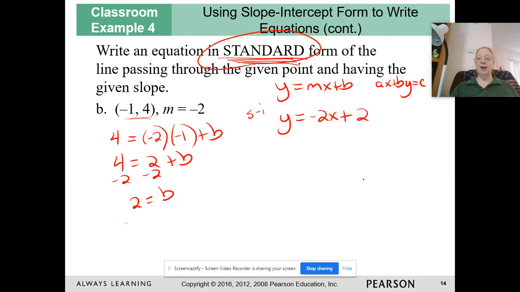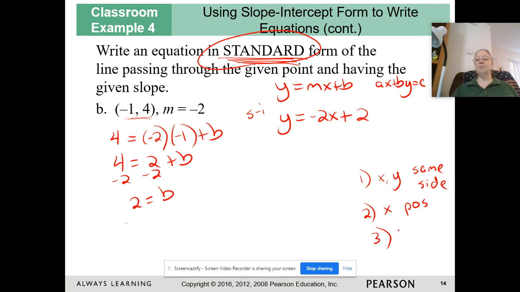There's a couple more things you have to have for standard form. So there's 3 things, and I want you to write them down. The first thing, you have to have the x and the y on the same side, on the left. Second thing, the coefficient for x has to be positive. Okay, coefficient for x has to be positive. And the third thing, no fractions or decimals. Okay, so this is standard form.